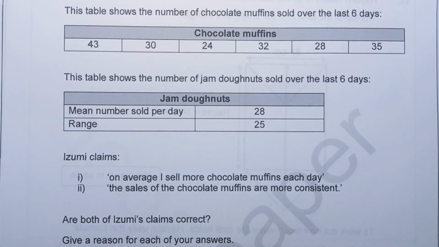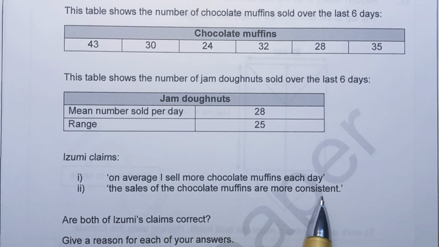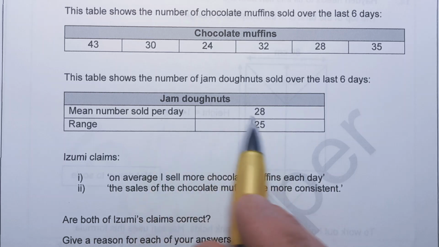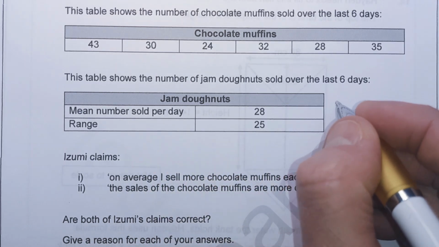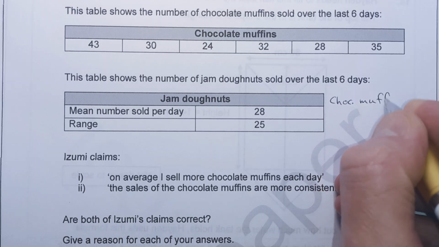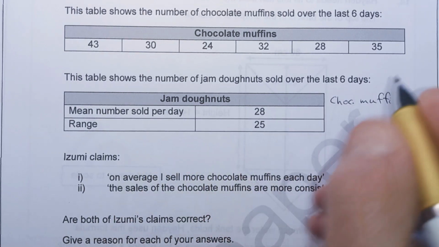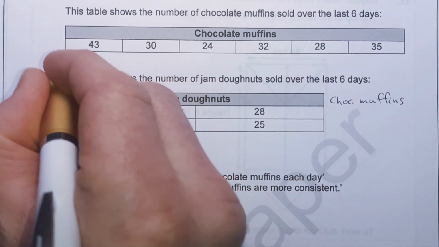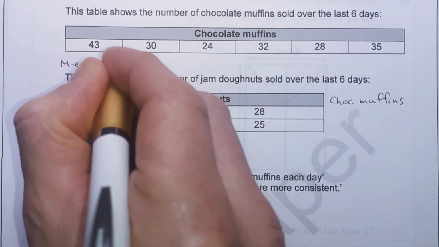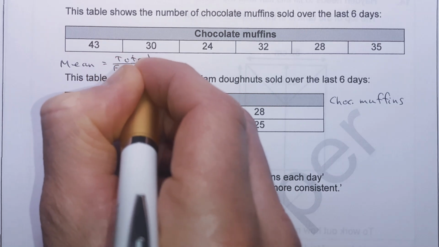Right, so what we want is we want to have the average, and to find out about consistency, we're going to need the range. So we're going to want that for the chocolate muffins, because we got it for the jam donuts. So now we want values for chocolate muffins. So we want the mean amount. So the mean amount, we've just been looking at the mean. We want the total divided by the frequency.